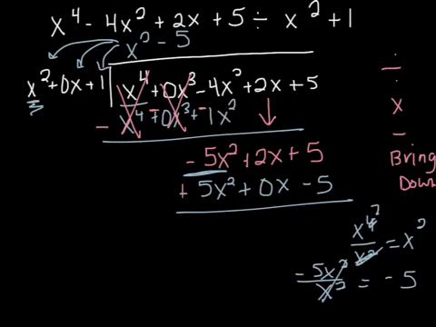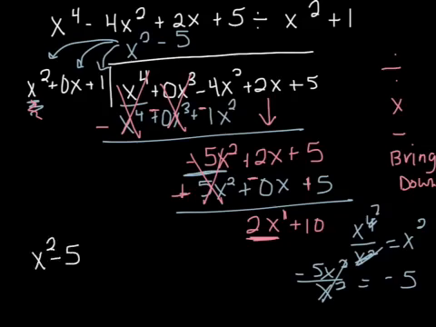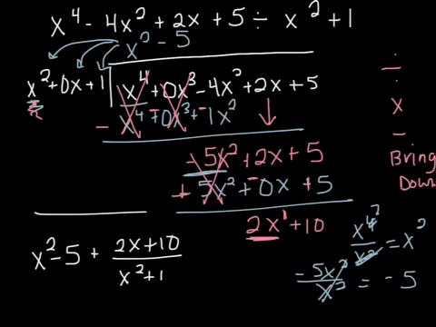Then I subtract, which means I change the sign of everything. That cancels, and I have 2x plus 10. Because this degree is smaller than this degree, we're done. So my answer here is x squared minus 5 plus 2x plus 10 over x squared plus 1. And I got the x squared plus 1 from right here. I don't have to add in that 0.